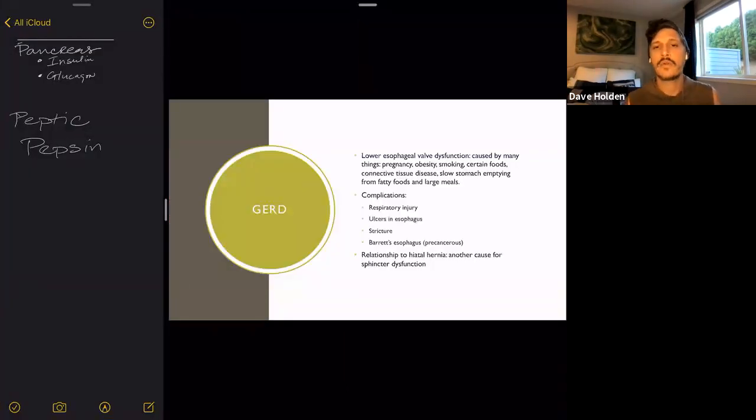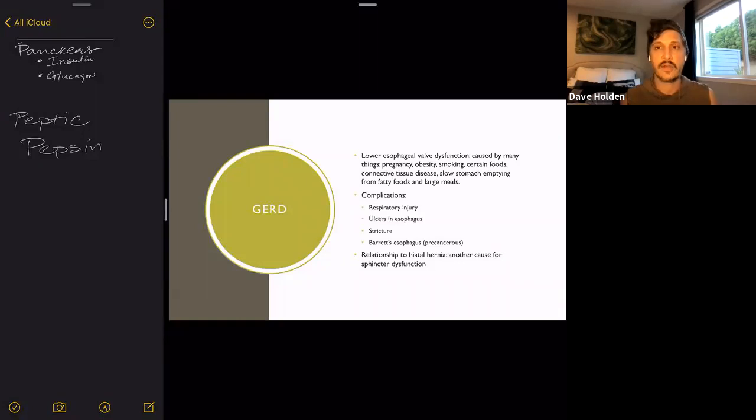Okay. So lower esophageal valve dysfunction, as we said, a lot of different things can lead to this. Pregnancy can cause it because as the baby grows, it pushes up on the diaphragm. All of your internal organs are going to have to shift and shuffle around to make room for that baby.